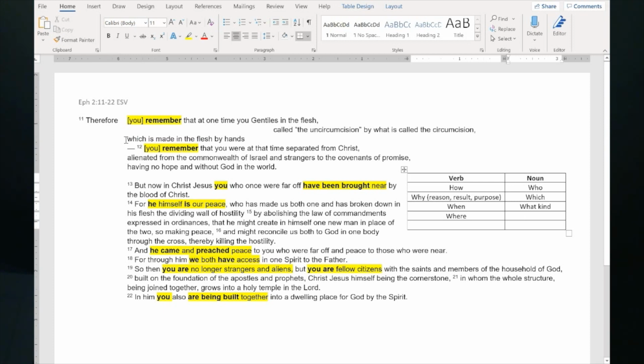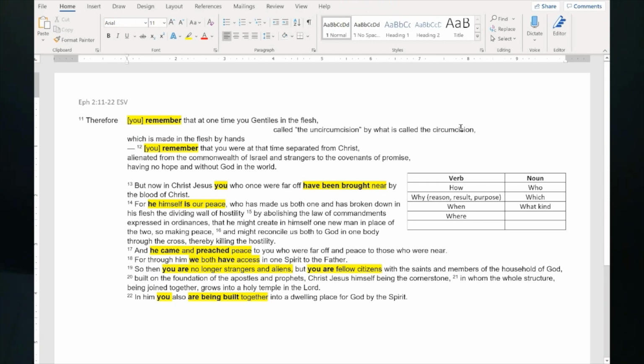So the easiest thing to do when you're doing this is to just look for another noun and work backwards. Sometimes you can work forward, but usually you're working backwards. And the nearest noun that we have is circumcision. So let's just see what happens when we duck this underneath it.